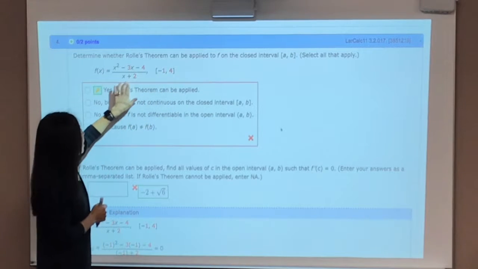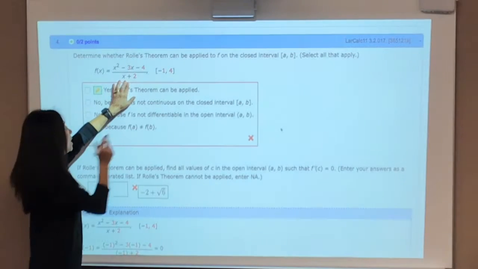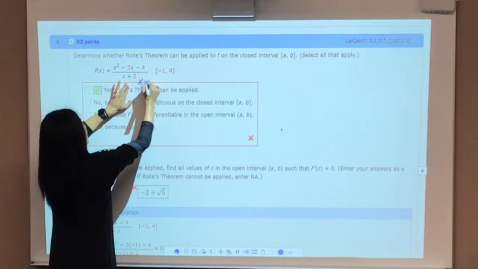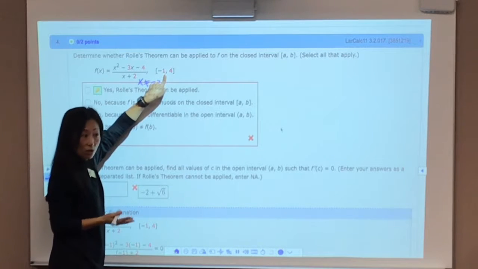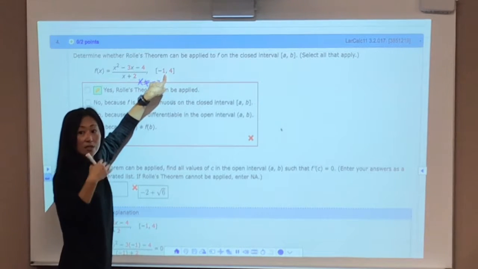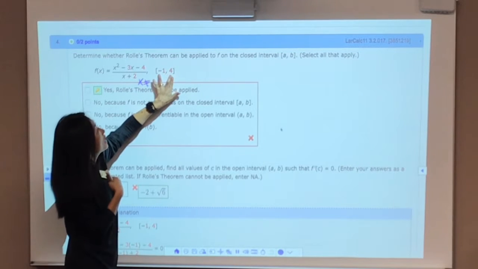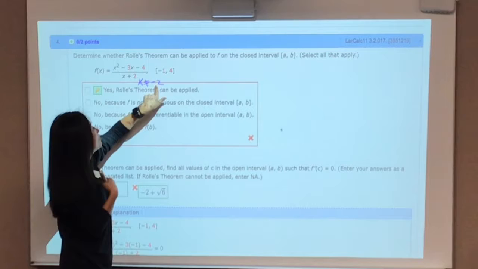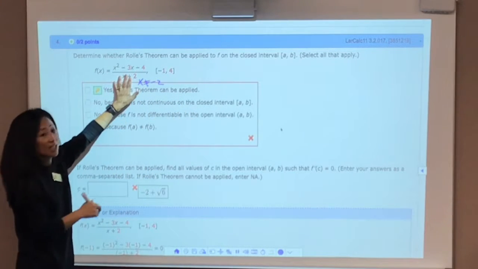Okay, let's see. What number can you not use as a denominator? -2. So x cannot be -2. Is -2 part of this closed interval? No, so it doesn't matter. -2 is not my concern. My concern is between -1 to 4. So -2 is outside of my interval, so I don't care. So yes, this is continuous.